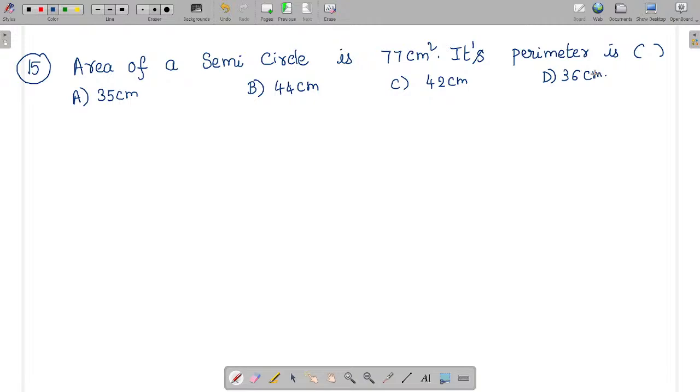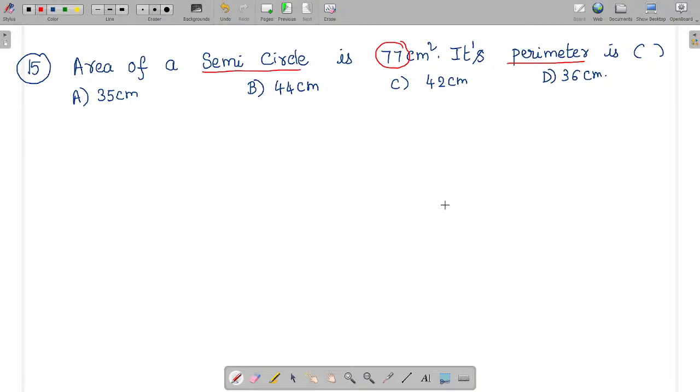Right. See, what is given in this question: the area of the semicircle is given, 77 centimeter square. Then the perimeter of the semicircle we need to find out. That means the area has been given and you are asked to find out its perimeter. How could you find out its perimeter? So very good morning Manaswini, right.